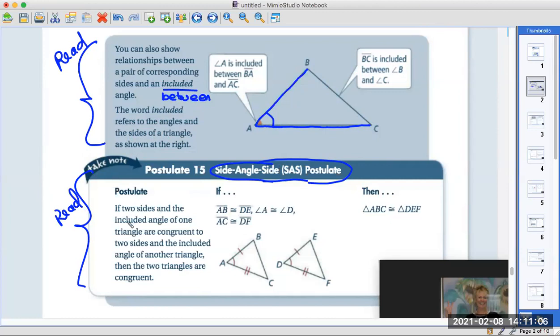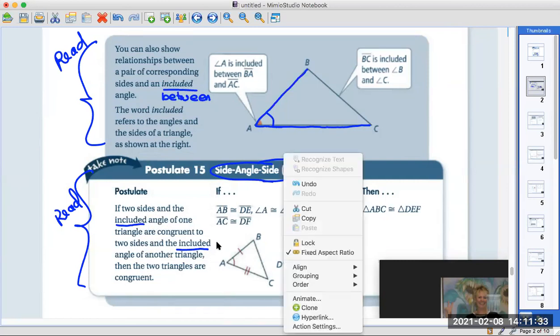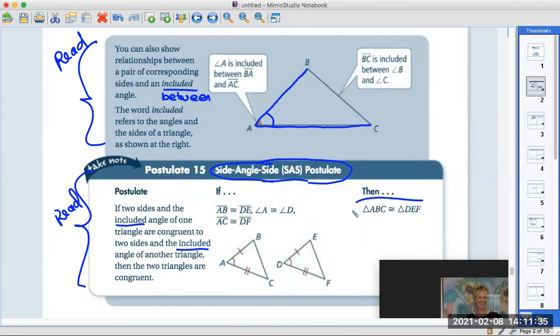Postulate: if two sides and the included angle of one triangle are congruent to two sides and the included angle of another triangle, then the two triangles are automatically congruent, right? Notice when we have our picture here, you've got side, side, included angle; side, side, included angle. If this is the case, you have proven that the two triangles are congruent. So let's look at an application of this on the next page.